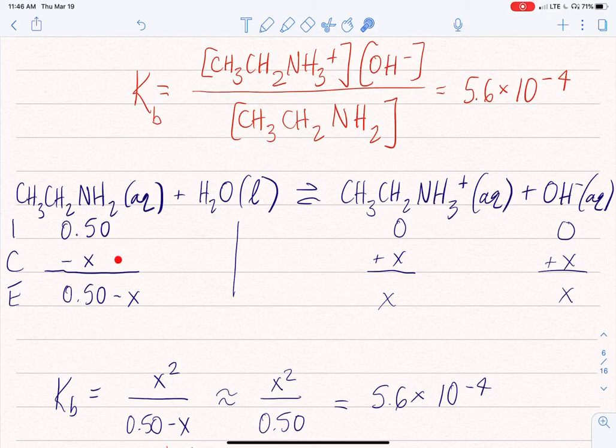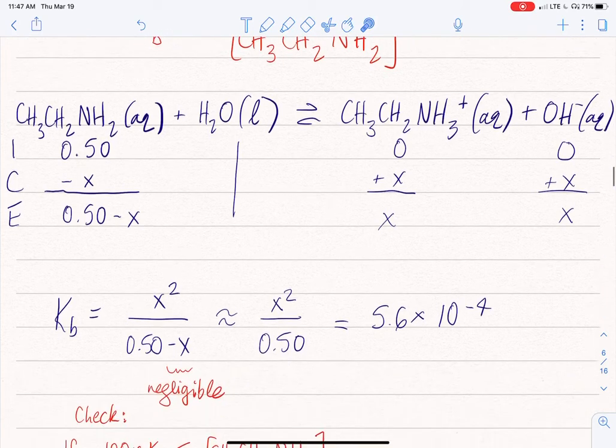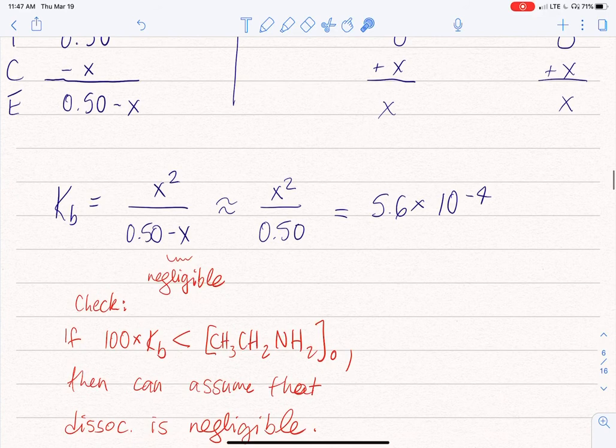The dissociation of ethylamine is going to be equal but opposite in sign to the appearance of the ethylammonium ion. So we get plus x for that and plus x as well for the OH- because we have equimolar concentrations of all 3 of these species. 0 plus x is x, 0 plus x is x, and if we take these values and plug them into our expression for Kb, we get x squared over 0.5 minus x in the denominator.